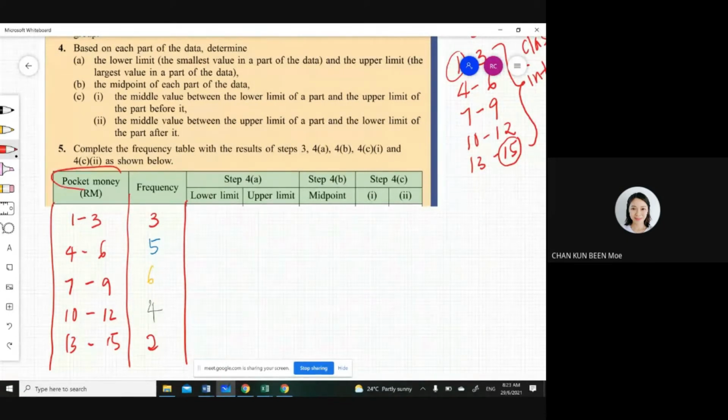This one, we don't write down the class interval. You refer to the question given. If they said pocket money, then you replace it with pocket money and then put down the unit in RM. So now we are entering into the next step, step 4.